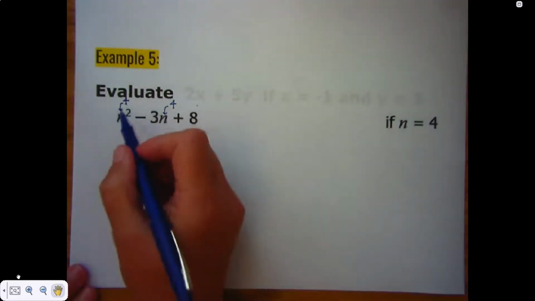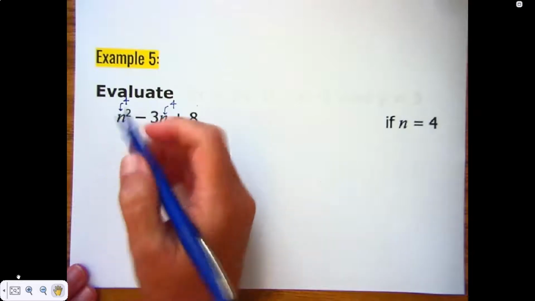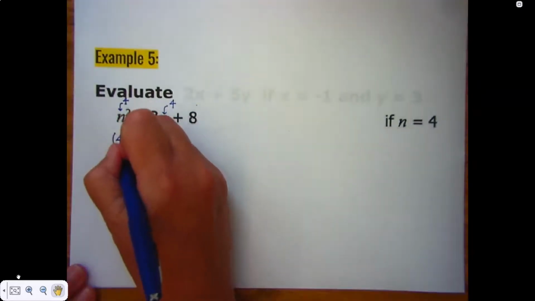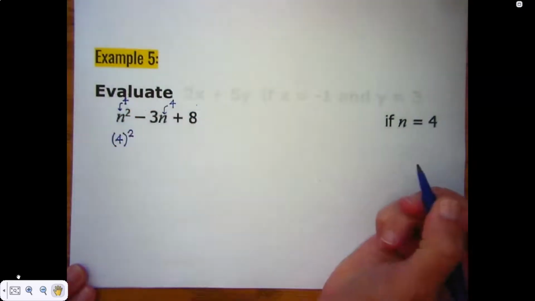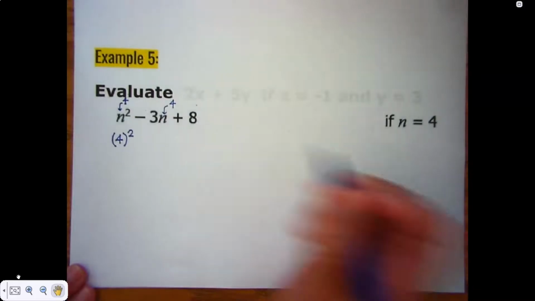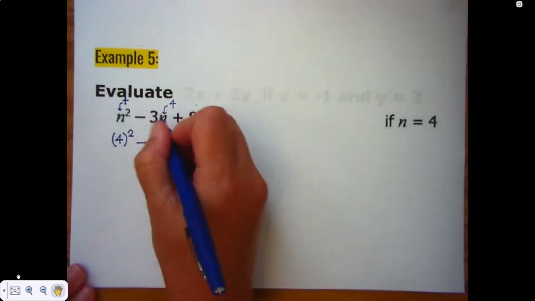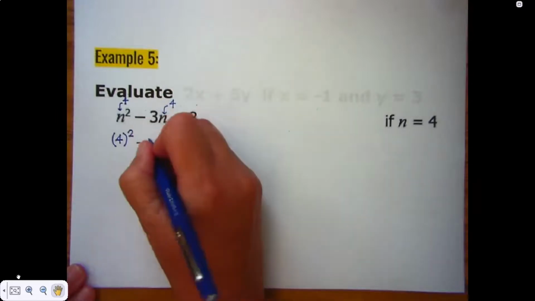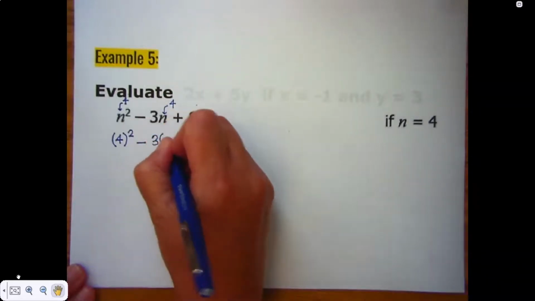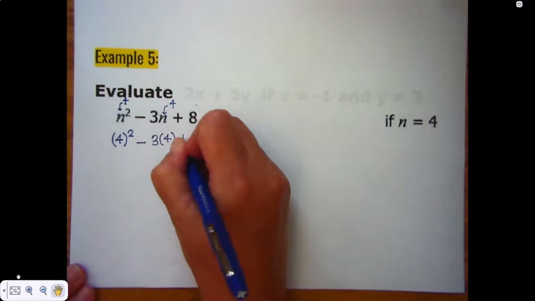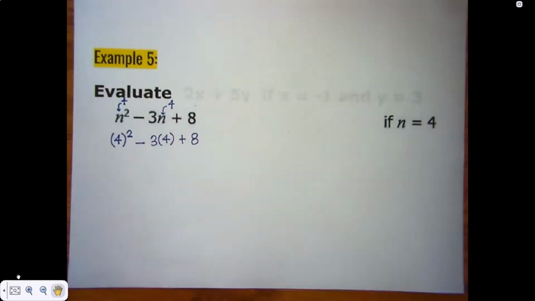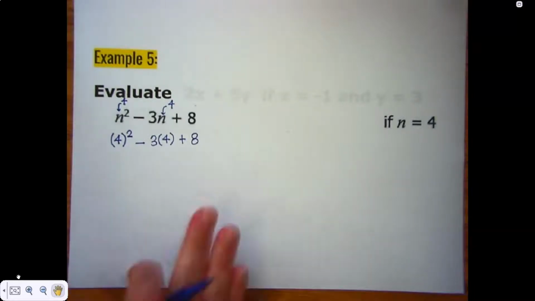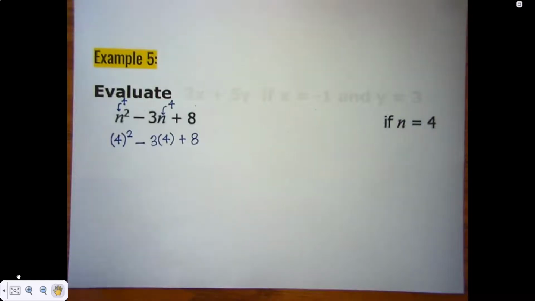Now, because 4 is going to get raised to the second power, I am going to wrap 4 inside parentheses. Then I've got minus 3n, which I know means 3 times n. So because 4 is being multiplied, I'm going to wrap that 4 in parentheses as well. So anytime my number is being raised to a power or it's being multiplied, I'm going to wrap it in parentheses. So here is what my expression should look like when I get it all plugged in.